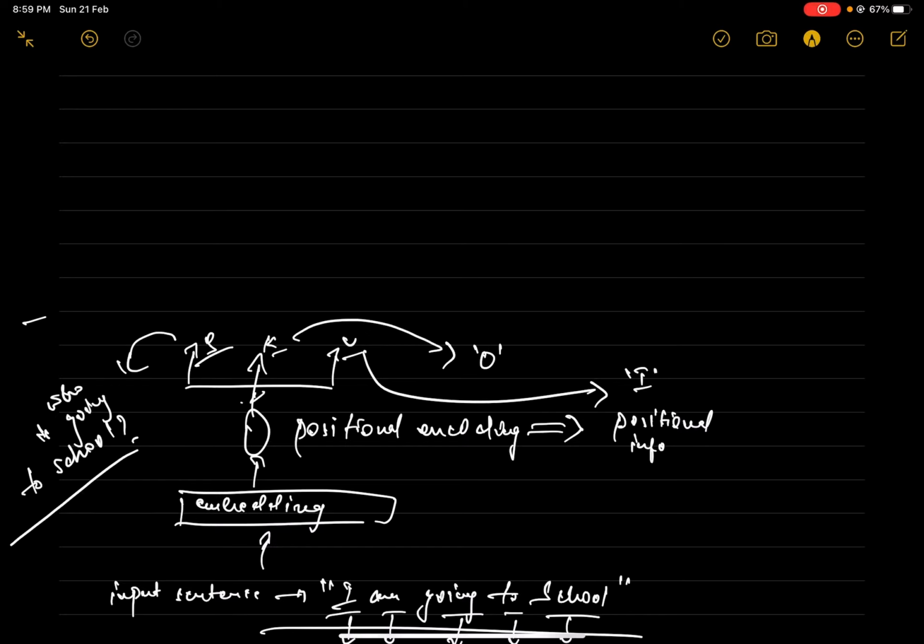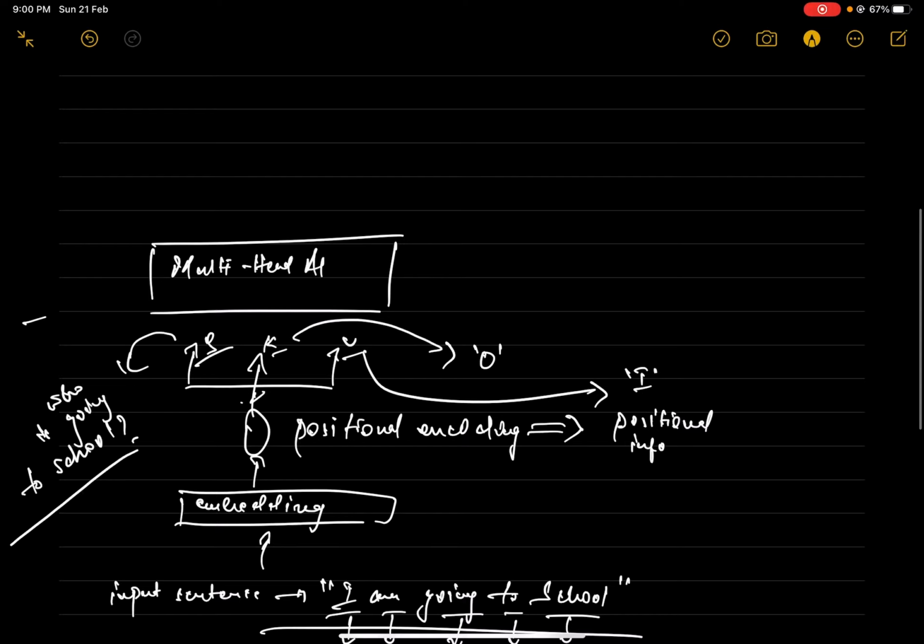Okay, so this Q, K, and V goes into the multi-head attention layer.